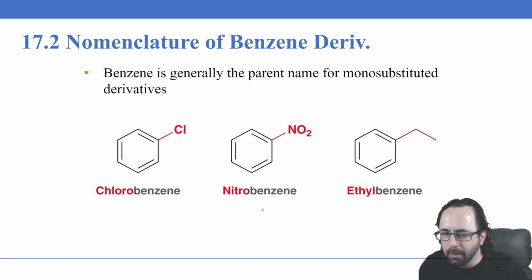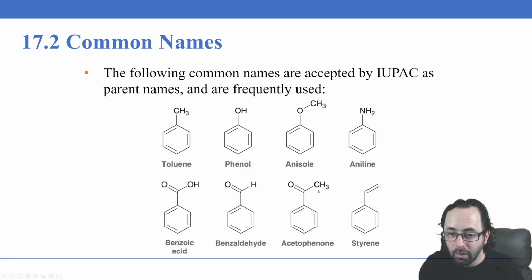When it comes to naming benzene derivatives and aromatics, the parent name will be benzene, except there's many accepted exceptions to this that you're going to have to memorize, unfortunately. You have to learn the vocabulary if you want to know the language, right? This is that vocabulary. So we have here chlorobenzene, nitrobenzene if the nitro group is on it, ethylbenzene if we have an ethyl substituent. But for many substituted benzenes, as I mentioned, they have their own names.